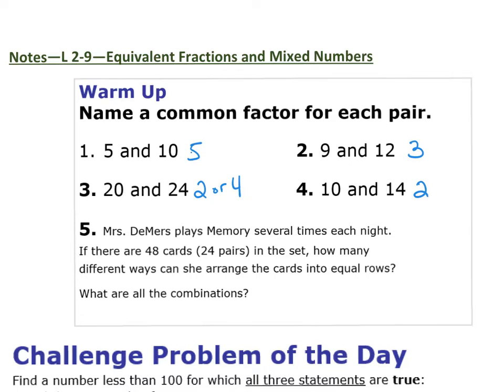On number 5, you're looking for the factor pairs of 48. You could have one row of 48 and 48 rows of 1. That would be the same thing. You could have 2 rows of 24 or 24 rows of 2, 3 rows of 16 or 16 rows of 3, 4 rows of 12 or 12 rows of 4, and 6 rows of 8 or 8 rows of 6.